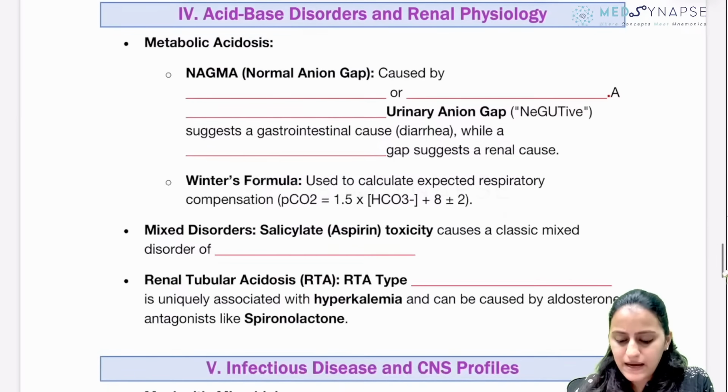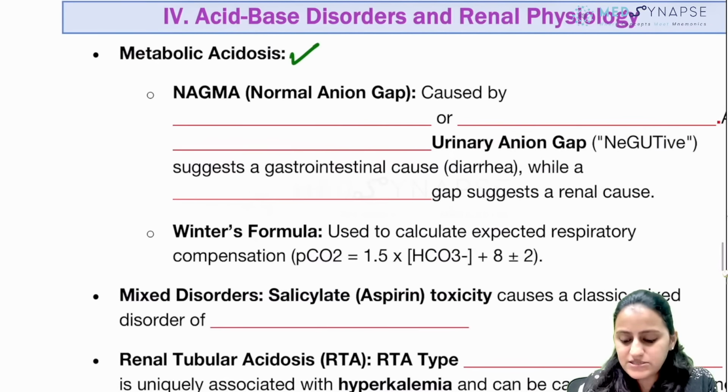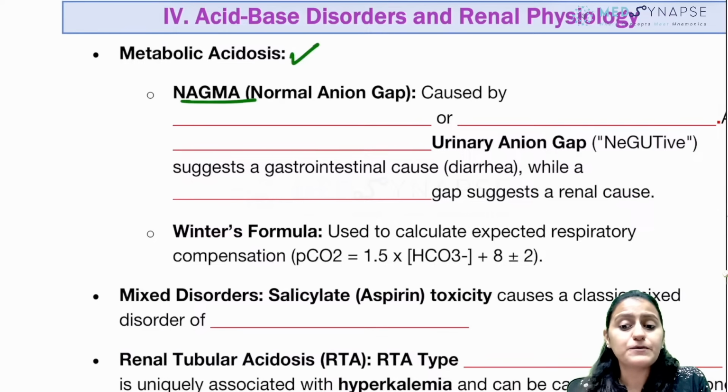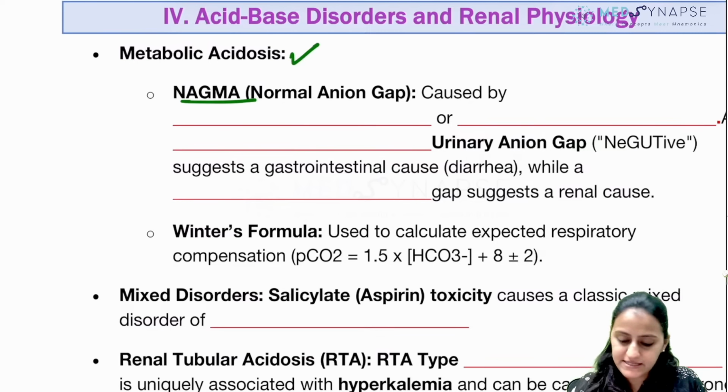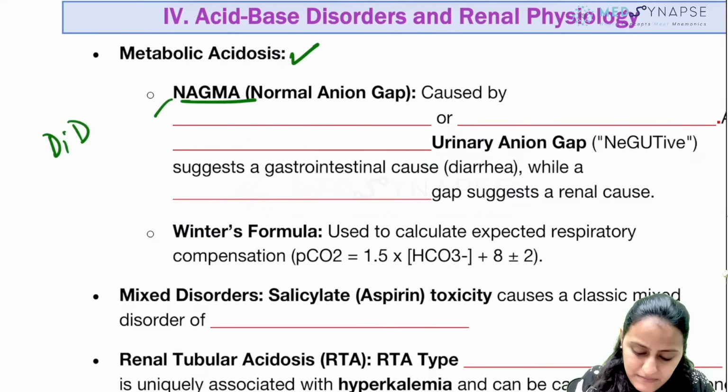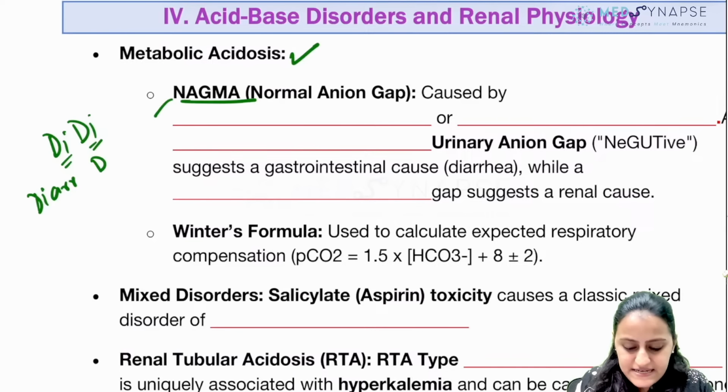Going to next one. Acid-base disorders. What are the causes of NAGMA? Normal anion gap metabolic acidosis. Remember who's NAGMA? NAGMA is our Didi. That is how we have remembered from a SureShot mnemonics, correct? NAGMA kaun hai? NAGMA Didi hai. So Didi for diarrhea and diarrhea.